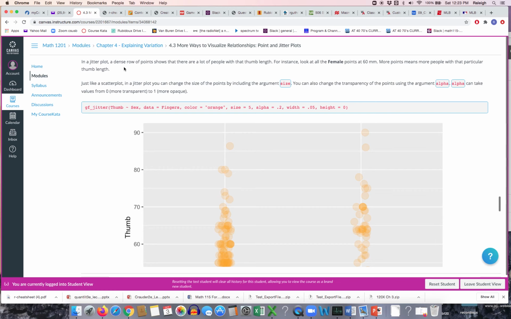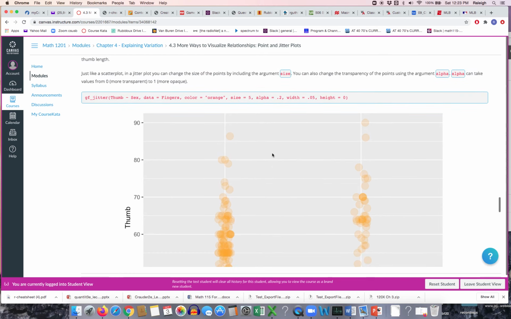In a jitter plot, a dense row shows there are a lot of people with that thumb length. And then we talked about the 60 and the 55. More points means more people with that particular thumb length. And you can change the size of the points. For some reason, if these are too small a dot for you, and there's not enough of an overlap, you can make it even more overlapped. So they picked a size equals 5, which is more than the default, whatever that is.